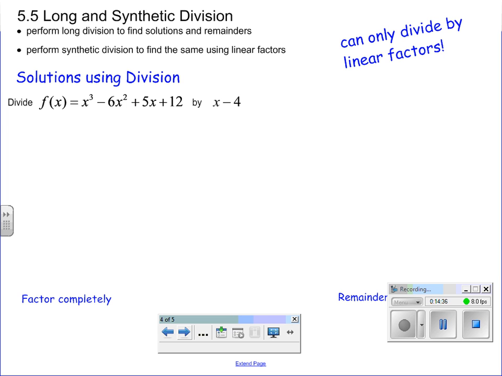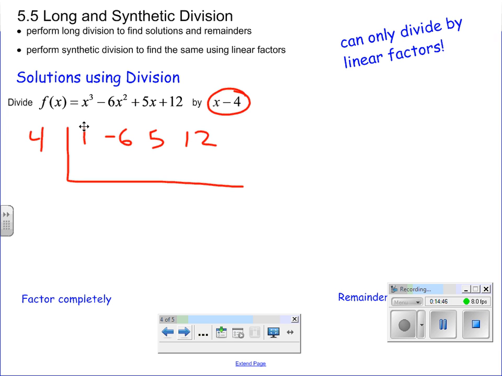So again, I'm going to set up my thing. So I have 1, negative 6, 5. Kind of look how quick this goes. Set up my bracket. We have x minus 4. So I'm going to switch the sign and put positive 4. Okay, I'm going to bring down the 1, multiply. Put it here. Add, multiply. So 4 times negative 2 is negative 8. Add, multiply. Now notice here, 12 plus negative 12 is 0. So my remainder is 0.